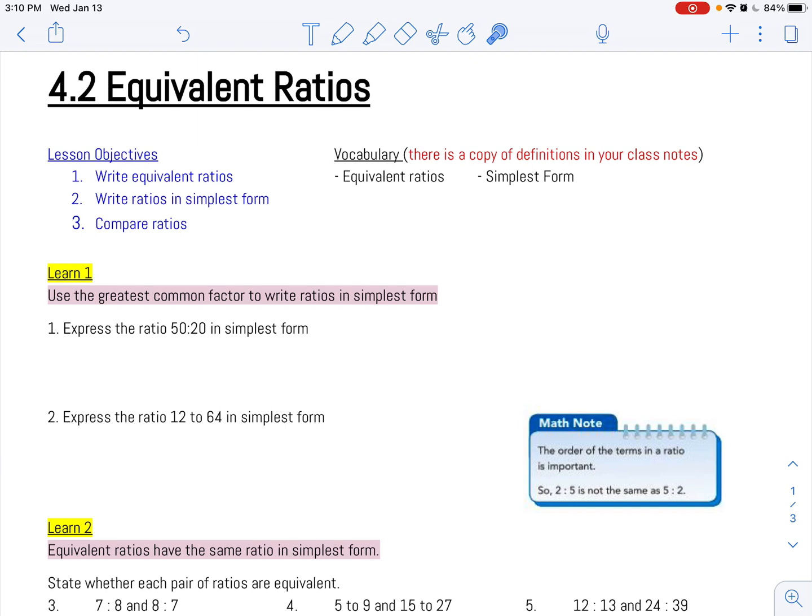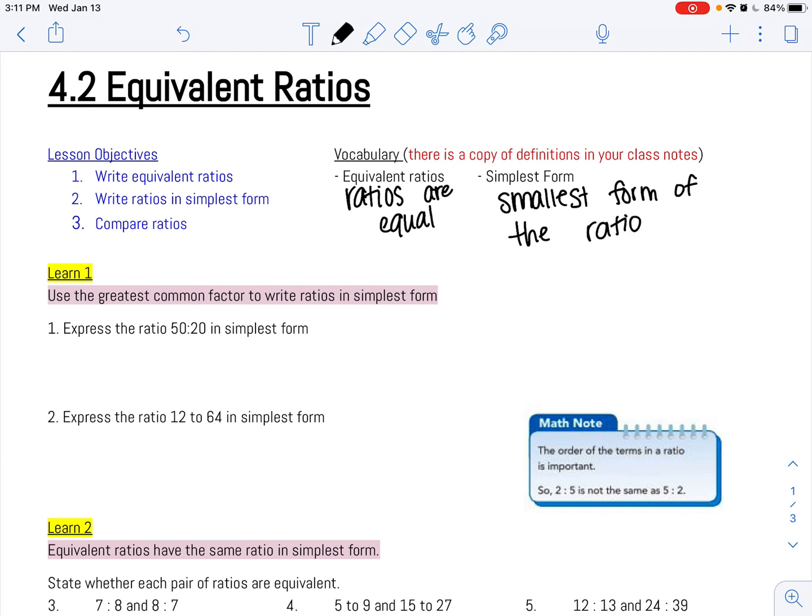So when we are looking at this section, we have two new vocabulary words. The first being equivalent ratios, or ratios that are equal. And then our second vocab word, and a word that we've often discussed this year in class, is putting things into simplest form, or the smallest form of the ratio by dividing by those common factors. So we're going to do some more practice with that.